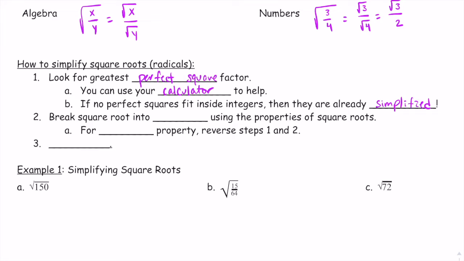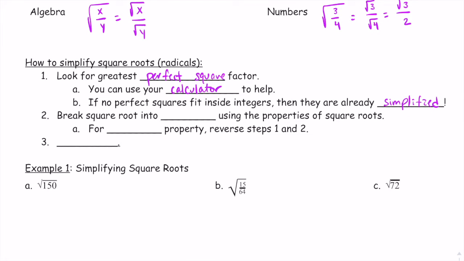Okay, so after you find the greatest perfect square factor, you break the square roots into 2 parts. Okay, so you'll split them apart using the properties of square roots. However, for the quotient property, you're just going to flip these steps. So step 2 will come first, and then step 1, you'll see what I mean by that. Last but not least is just simplify. Forgot the S. And you are done.